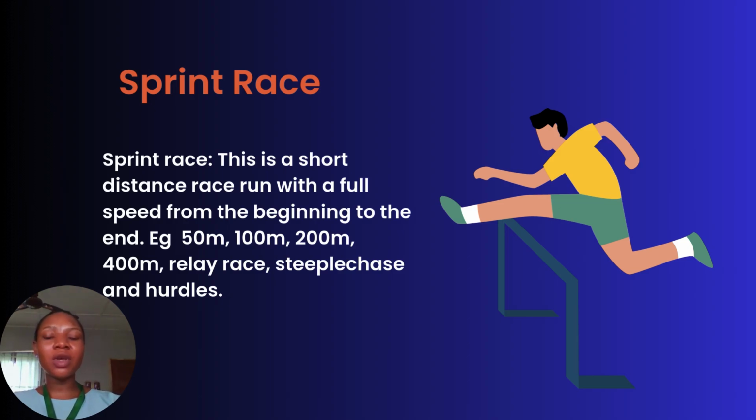Examples of these short races referred to as sprint race are the 50-meter race, 100-meter race, the 200 meters, 400 meters, relay race, steeplechase, and hurdles. All of these are examples of the sprint race. Those short distance races that you don't need to run for a long time are referred to as sprint race.